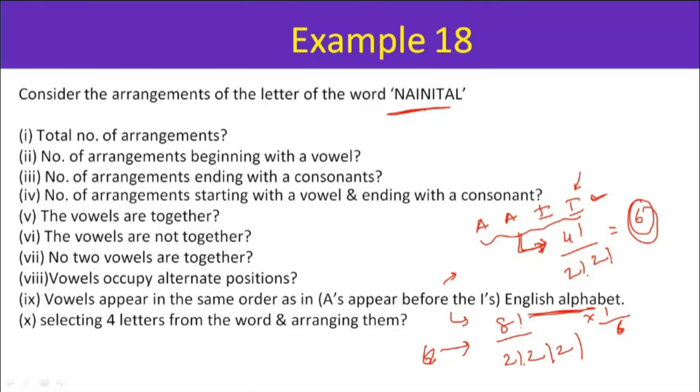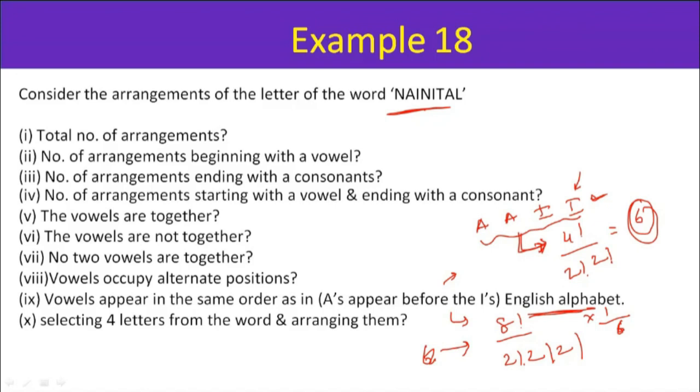Now, in how many ways can you arrange AAII? You can arrange them in 4 factorial by 2 factorial into 2 factorial ways, right? Yes, which is 6. Now, the total number of arrangements of the word Nainital is 8 factorial by 2 factorial, 2 factorial, 2 factorial. But in this total number of arrangements, you have 6 possible arrangements for the vowels.